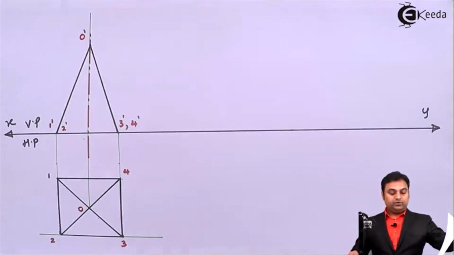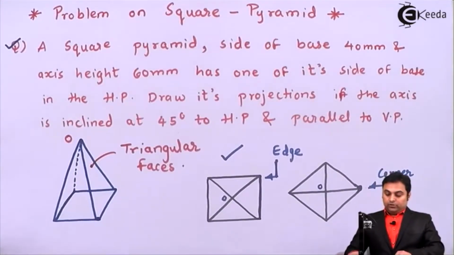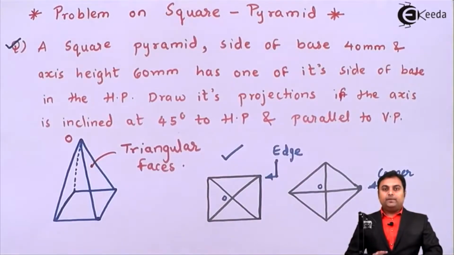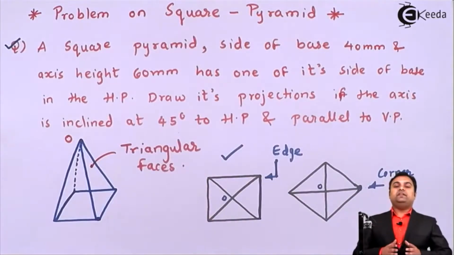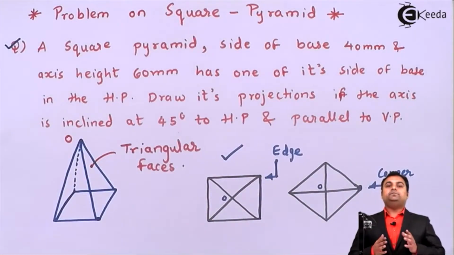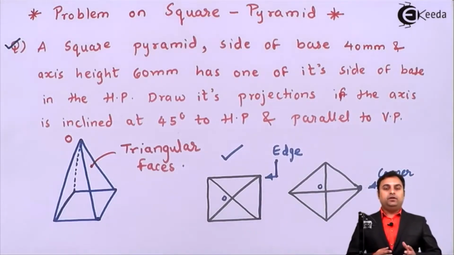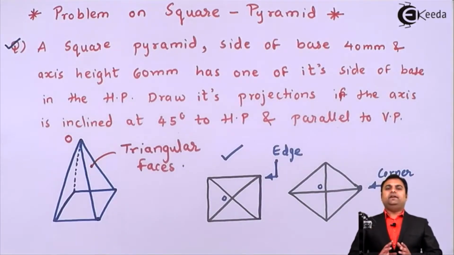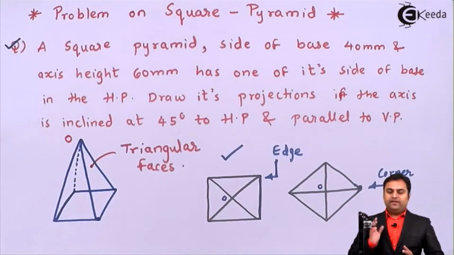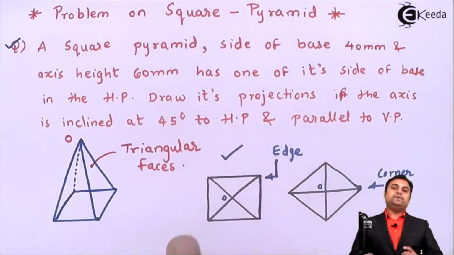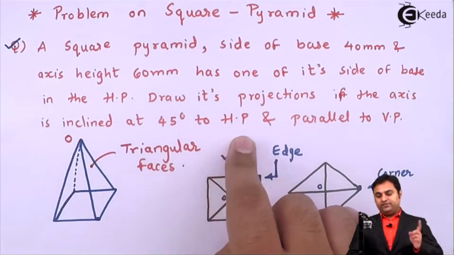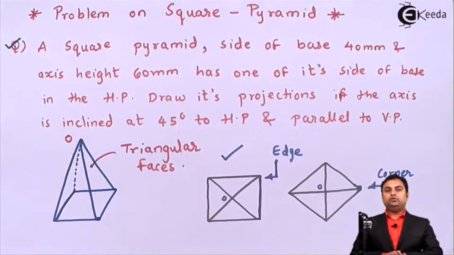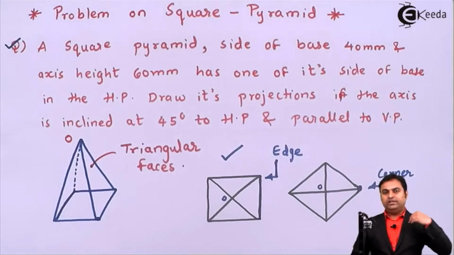In the question, it was given that draw its projections, that is of the square pyramid, if the axis is inclined at 45 degree to HP. If it is inclined at 45 degree to HP, it means it will be seen in VP because inclination which is given with respect to any plane, it will be visible in the opposite plane. If it is given that it is inclined at 45 degree to HP, it will be seen in VP. Next, if it is inclined to HP, it means it will be parallel to VP. So inclined to one plane, it means parallel to the other plane.